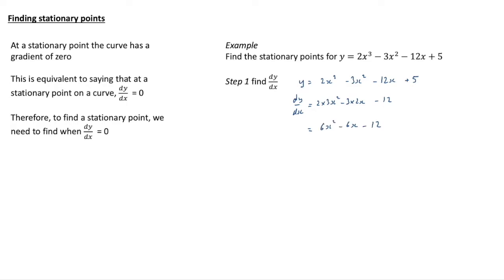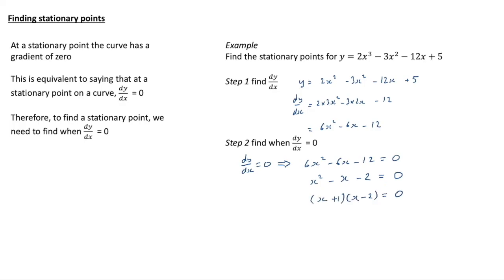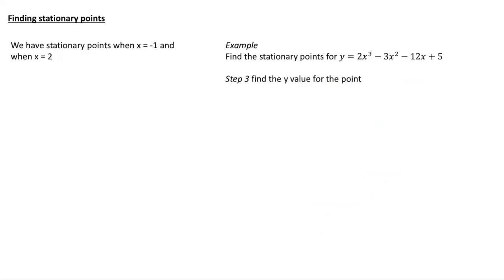So tidying up, dy by dx is 6x squared minus 6x minus 12. Step 2, we need to find out when it is that dy by dx is 0. So we can put this expression equal to 0, divide through by 6, and then this one factorises nicely, and therefore we can find that x is either minus 1 or x equals 2. So we know that we have stationary points when x is minus 1 and when x is 2.